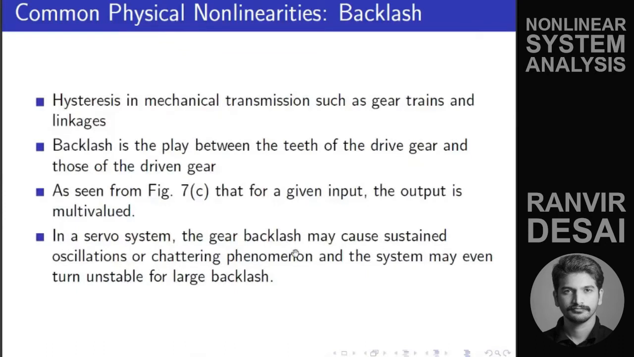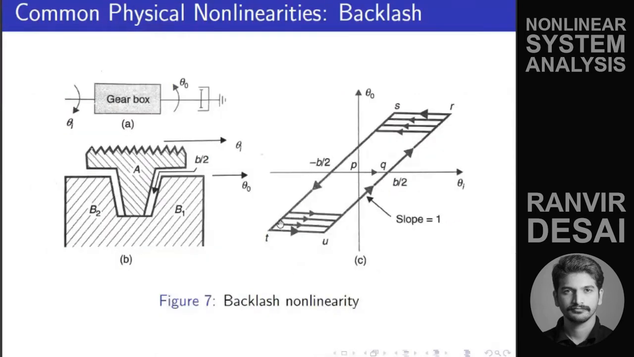In a servo system, gear backlash may cause sustained oscillations or chattering phenomenon, and the system may even turn unstable for large backlash. So this is basically a system exhibiting two different dynamics, right? How do you design a controller for that? Even if you design a controller for, let's say, this motion U, Q, R, it will not work for S, P, T. What works for going up will not work for coming down. This poses some problems in system design. So this was the third nonlinearity, that is backlash error or backlash nonlinearity.